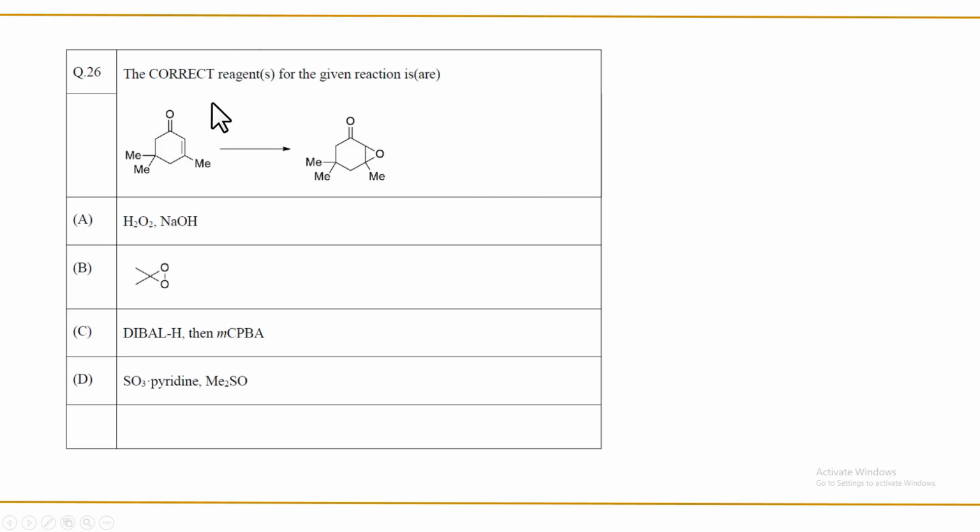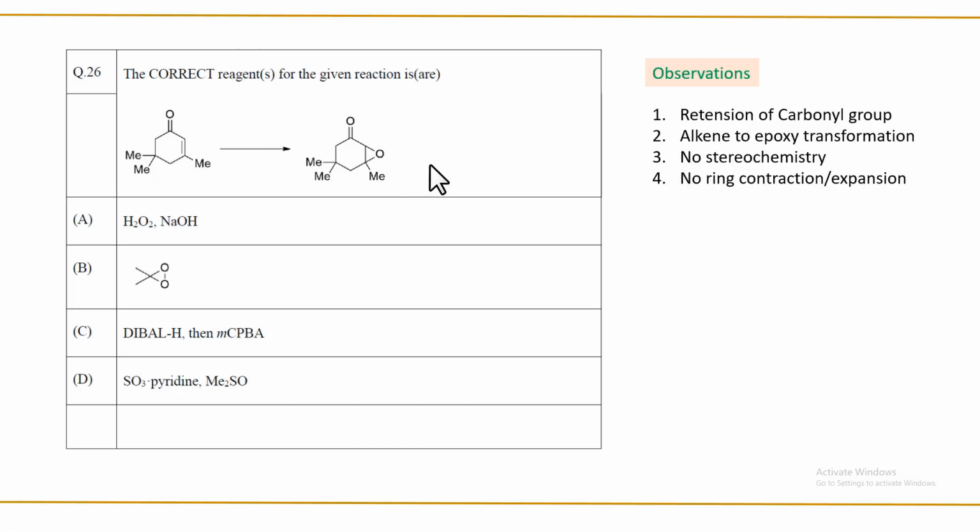Question number 26. The correct reagent for the given reaction: an alpha beta unsaturated six-membered ketone is transformed into an alpha beta epoxy six-membered ketone. The observations are retention of the carbonyl group and alkene to epoxide transformation. No stereochemistry is mentioned, and there is no ring contraction or expansion.